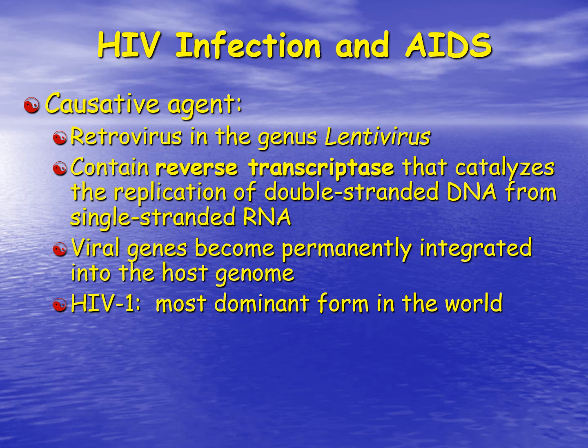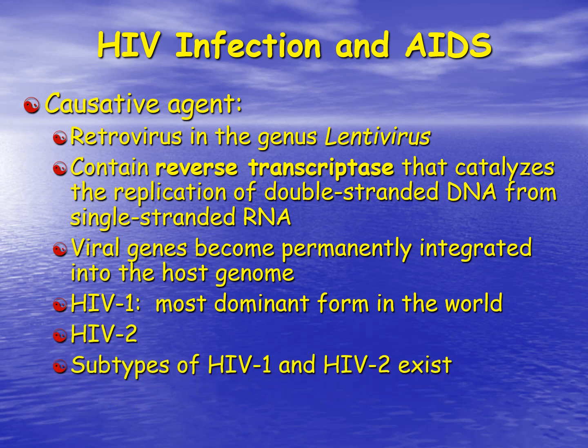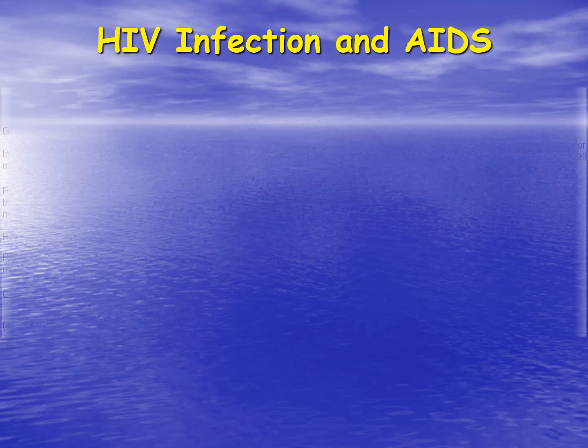There are actually two strains of HIV seen. HIV-1 is the most dominant form that we see in the world, and HIV-2. Subtypes of both of these actually exist, and so in one individual, we may actually have 20 to 40 different subtype strains of each one of these.